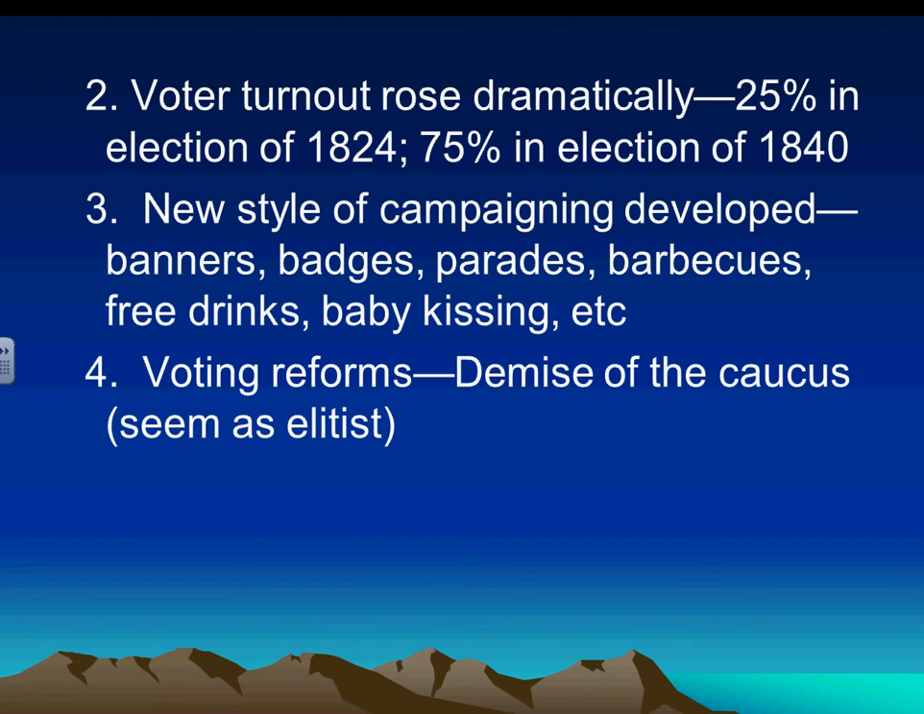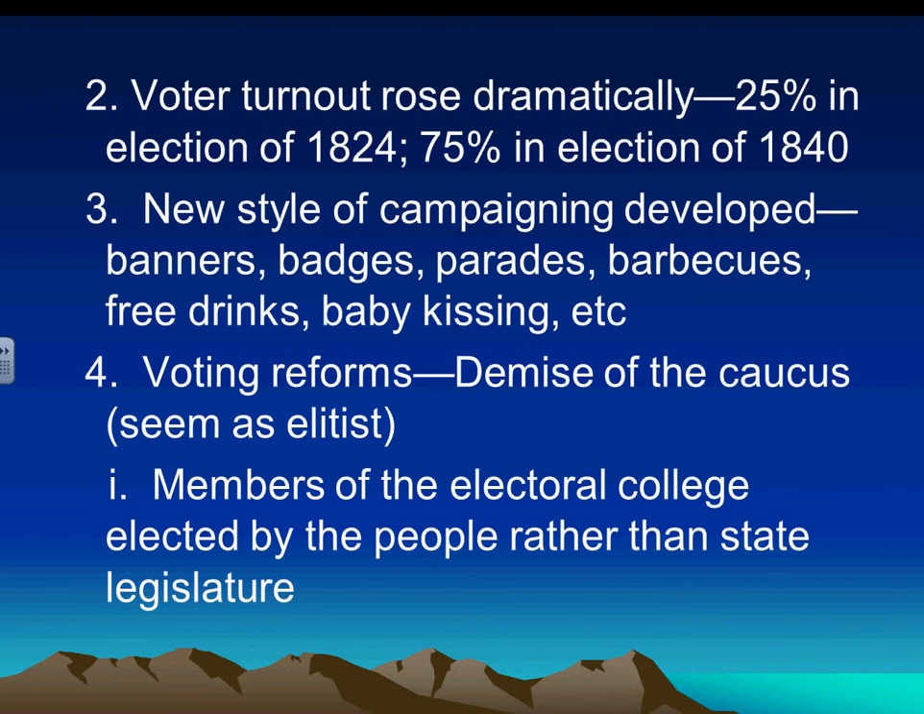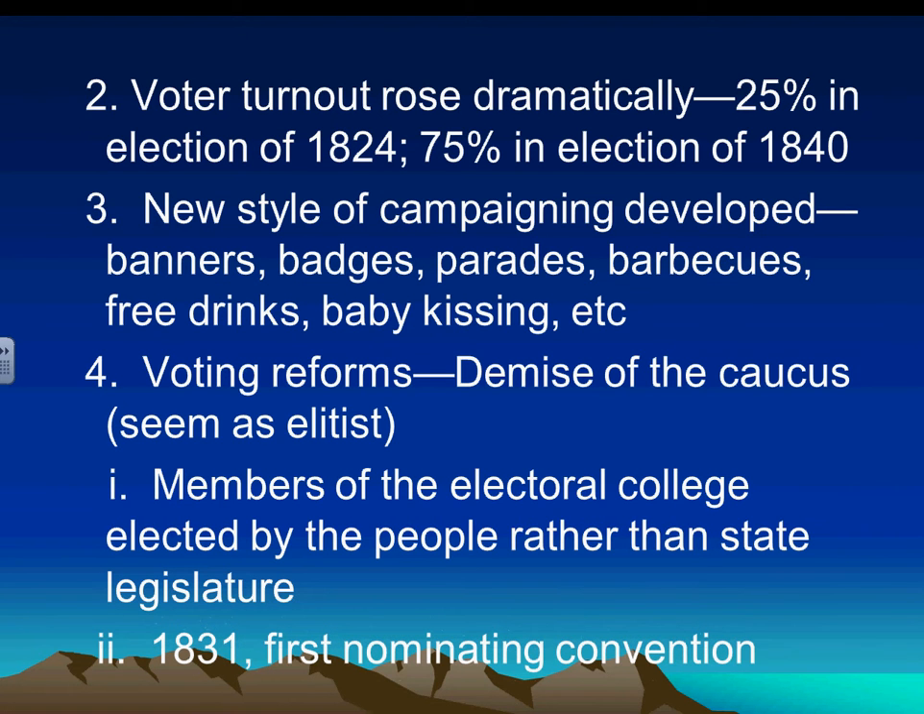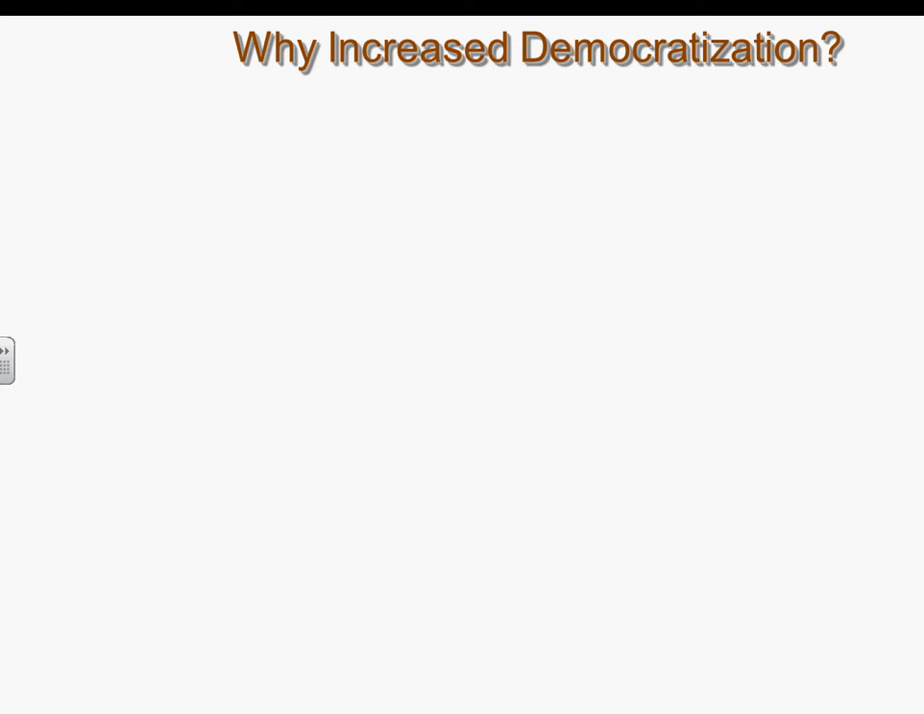Voting reforms: the caucus will be done away with. That is, the party bosses deciding who gets to run, and it will be open to the people in the state to decide in a primary election as to who will run for the different offices. Members of the Electoral College will be elected by the people rather than the state legislature. So this is significant. They will have their first nominating convention in 1831, which is going to be the trend throughout the states, people nominating individuals to run for various political offices.